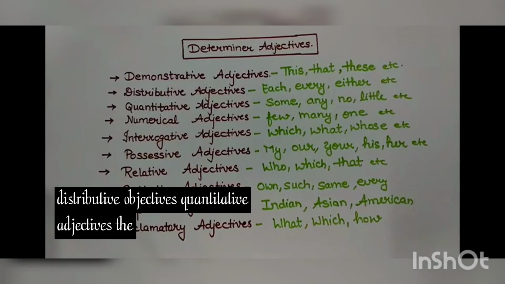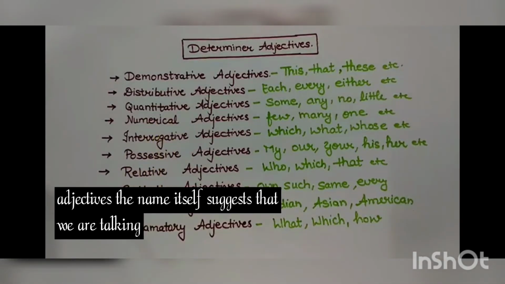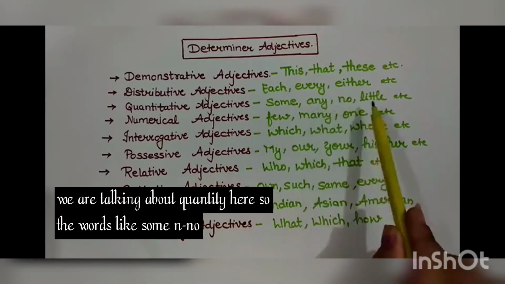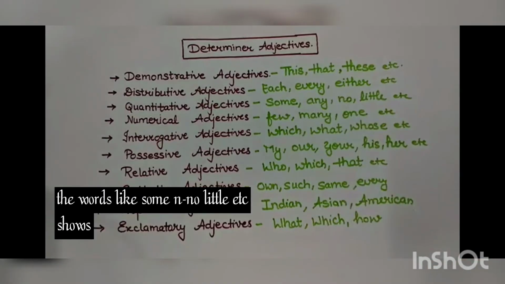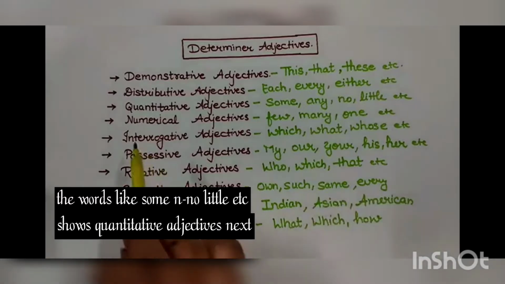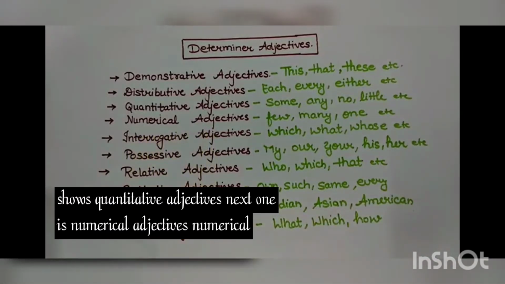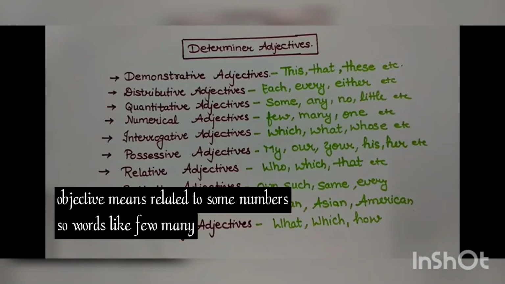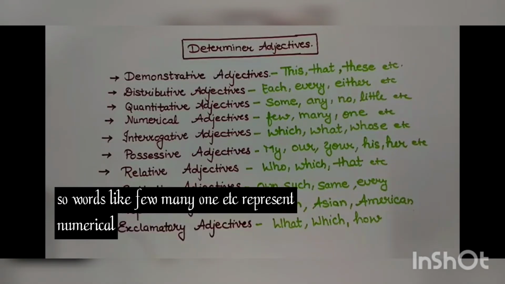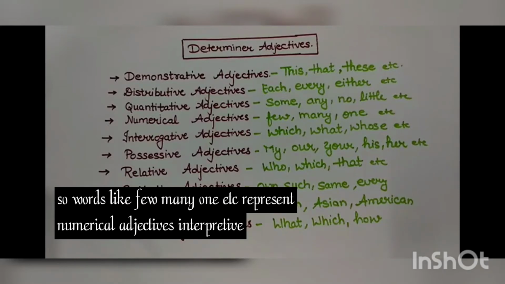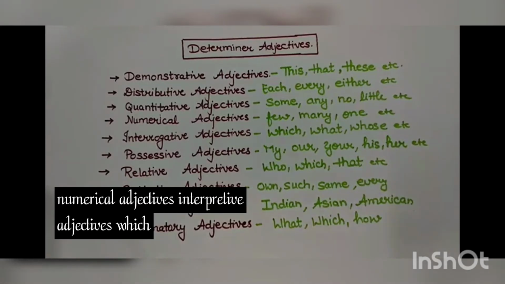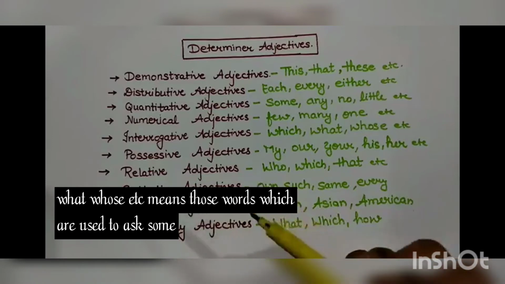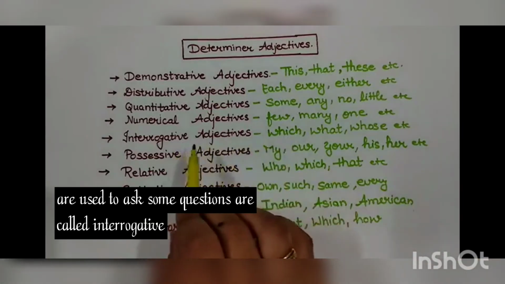Quantitative adjective. The name itself suggests that we are talking about quantity here. So, words like some, any, no, little, etc. show quantitative adjectives. Next one is numerical adjectives. Numerical adjective means related to some numbers. So words like few, many, one, etc. represent numerical adjectives. Interrogative adjectives: which, what, whose, etc. are those words which are used to ask questions.